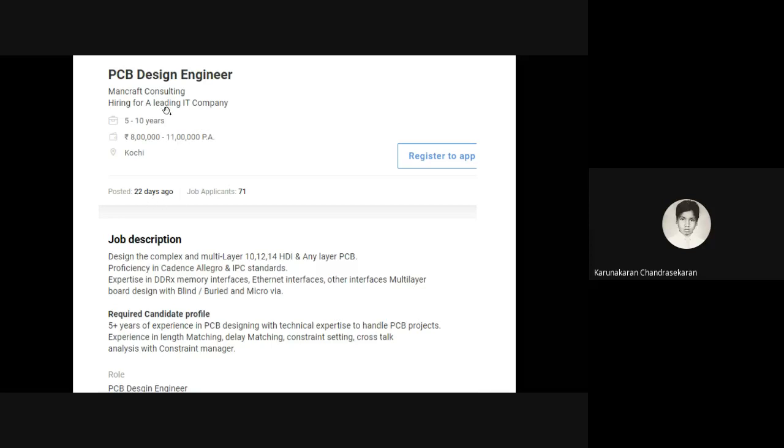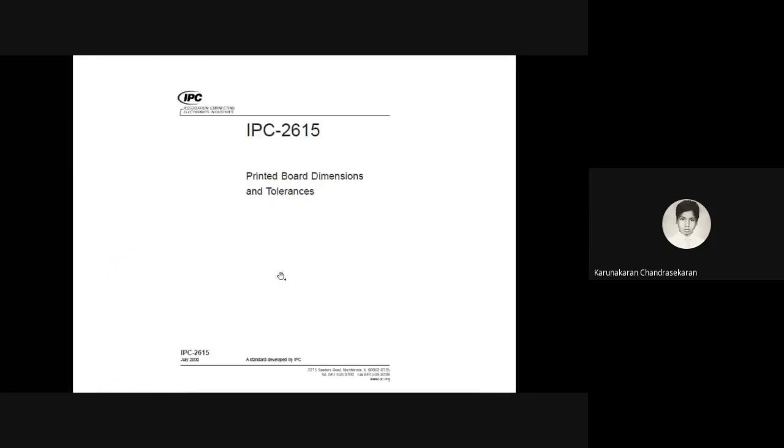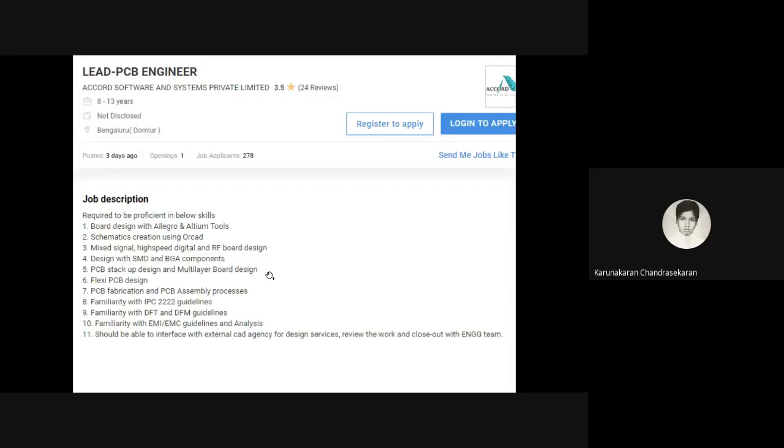The second one is nearly in our region, Kochi, just 22 days before, which I have taken from the public domain. You can see a PCB design engineer, and again they have clearly mentioned we should have proficiency in the IPC standard. So with this workshop, we are going to cover three IPC standards, the minimum basics before you complete your degree. One is dimensioning and tolerancing, then printed board circuits, and then high frequency circuits. And if time permits, I will go for 610 also. These three IPC standards are more than enough for an entry level student. I just wanted to show where IPC stands in the job market.